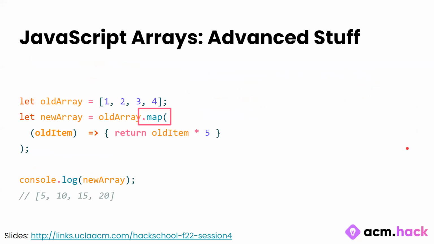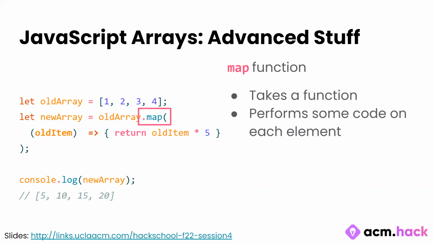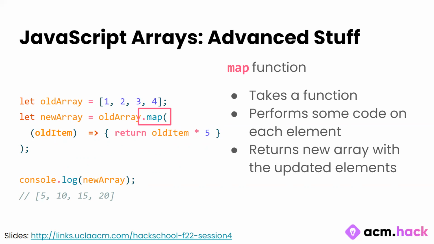So what does it do? This is called array.map, and you know how I mentioned that arrays have operations you can do on them? Well, .map is one of them, just as how .push and .length are. Basically .map is a function or a method, if you would. It takes a function and it performs some code on each element, and then it returns a new array with the updated elements.